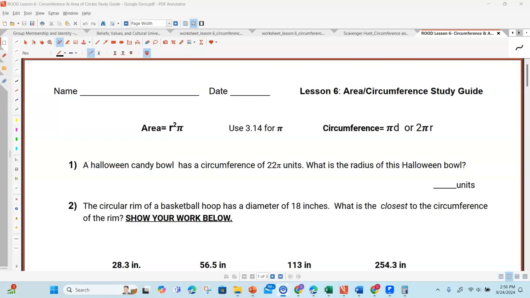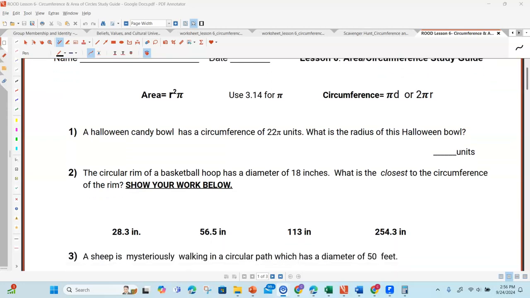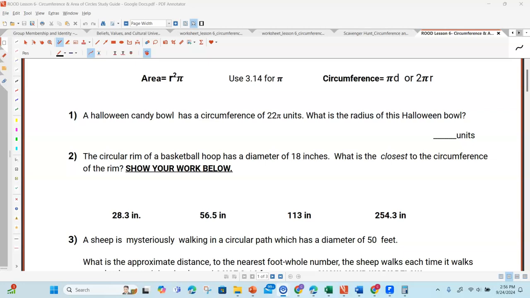Okay, so we're looking at lesson 6, the area circumference study guide. When we are working with number 1, we need to understand what we are looking for. This Halloween candy bowl has a circumference. I see the word circumference, and it has 22 pi units. So I know I'm going to be working with the circumference formula.